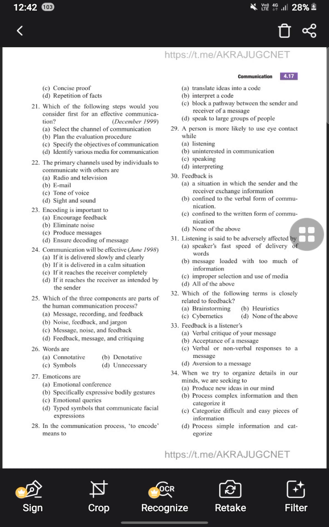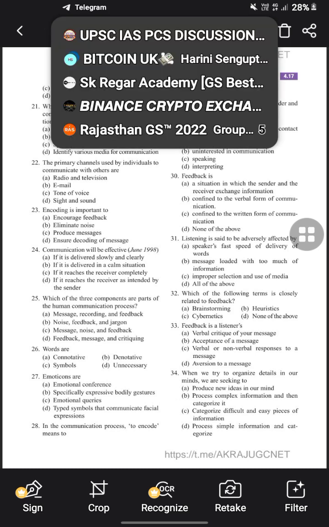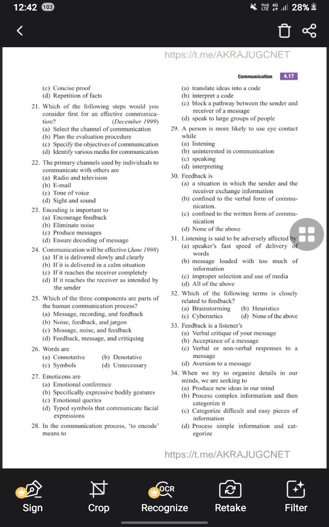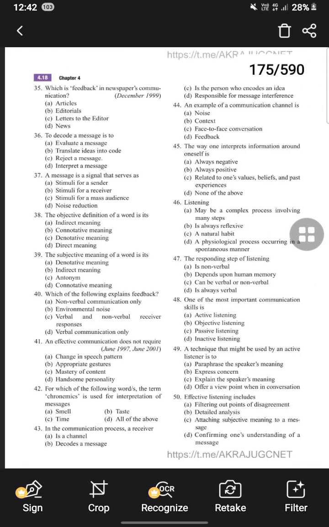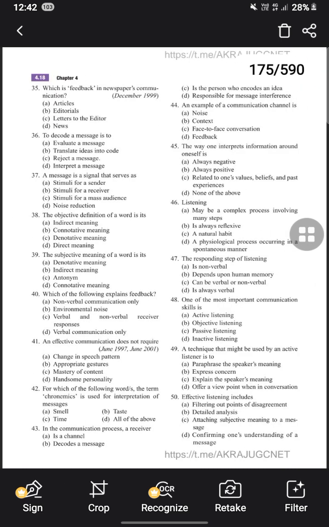Listening is said to be adversely affected by what? 31 is D, that is all of the above. Which of the following terms is closely related to feedback? 32 is C, that was cybernetics. Feedback is a listener's what? 33 is C, that is verbal or non-verbal response to a message. When we try to recognize detail in our minds, 34 is B, that is to process complex information and then categorize it.